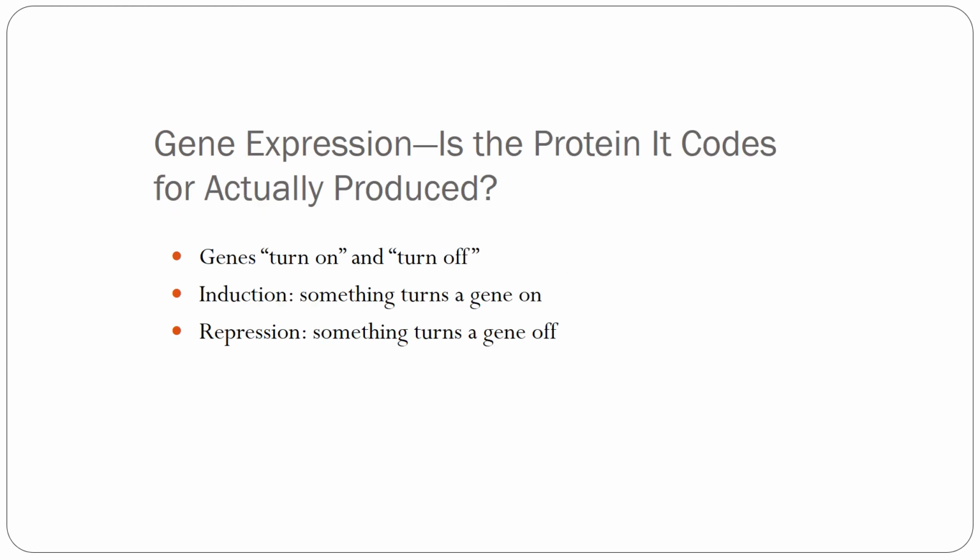So gene expression. Gene expression relates to the fact that genes are actually turned on or turned off, induction and repression. Induction: there should be some kind of trigger to turn a gene on, like an external factor. Or repression: something turns the gene off. So the protein is actually produced, the code it's standing for. And if the gene is turned off, of course the protein is not produced.